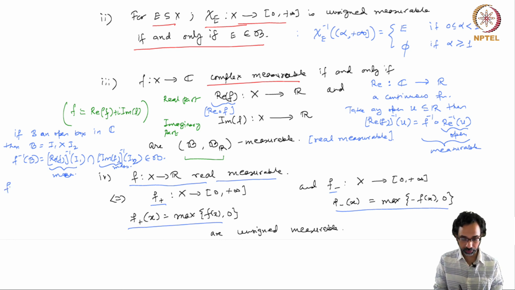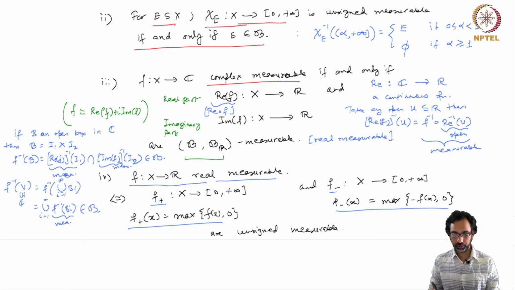Now if you have any open subset V of the complex plane, then you can write V as the union of boxes B_i, i equal to 1 to infinity. It need not even be an open box, it just needs to be a box. And then f inverse of V is the union of f inverse of B_i, and these are measurable, so this belongs to the sigma algebra B.